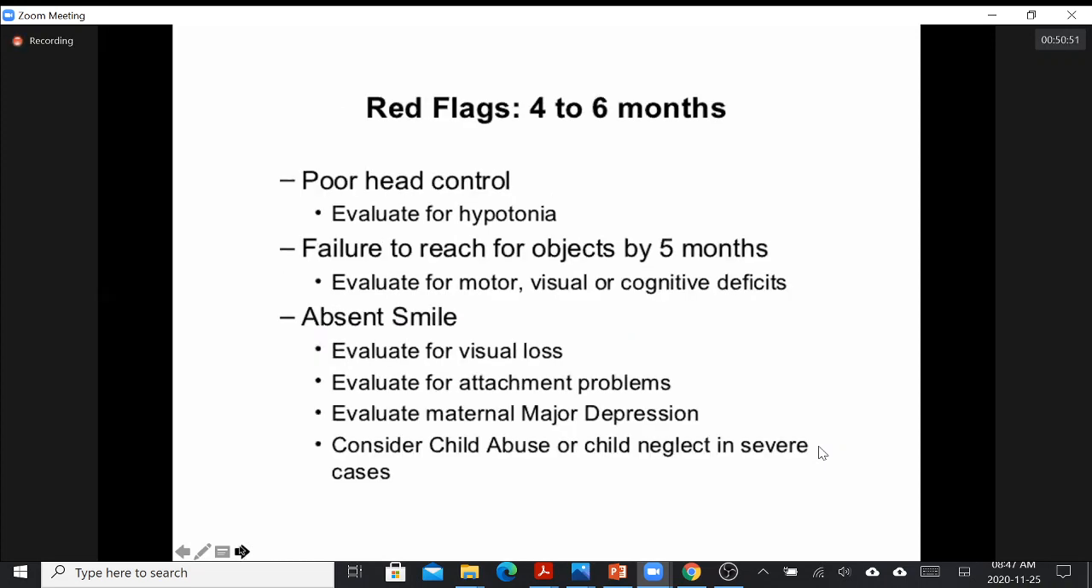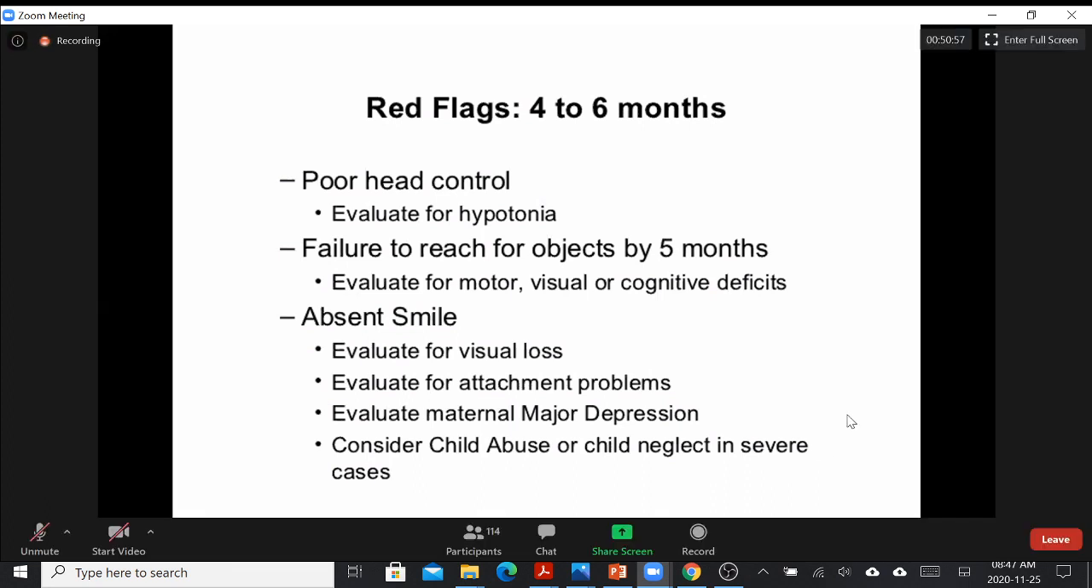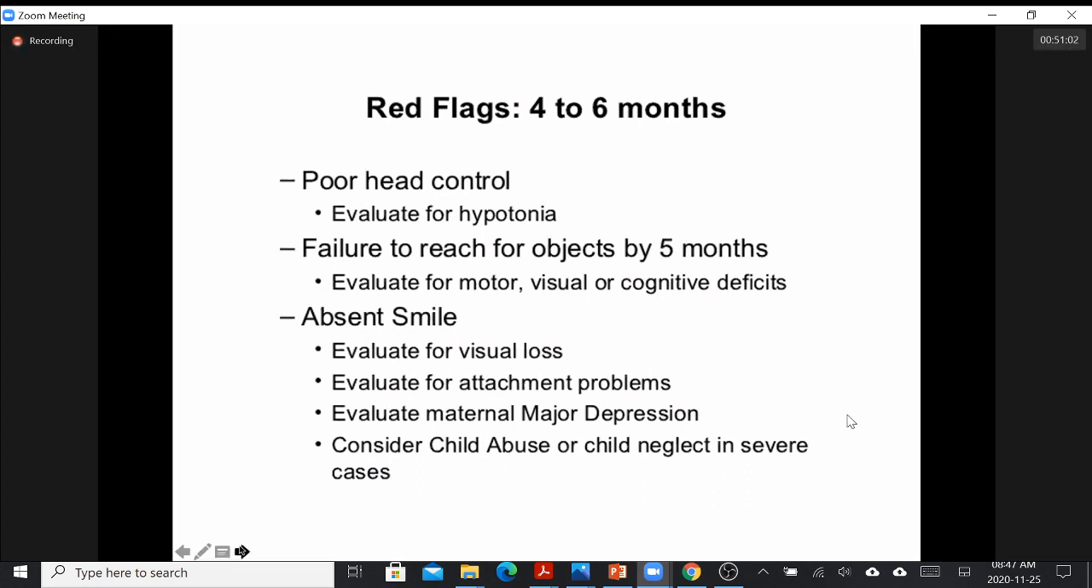If you take red flags from 4 to 6 months, poor head control, again, you have to check for hypotonia. Failure to reach out for objects by 5 months: we have to think of whether there is a motor problem, whether he can see, or whether there is a processing problem. So it can be issues with either motor, visual or cognitive, or it may involve everything. If there is no smile, what can it mean?